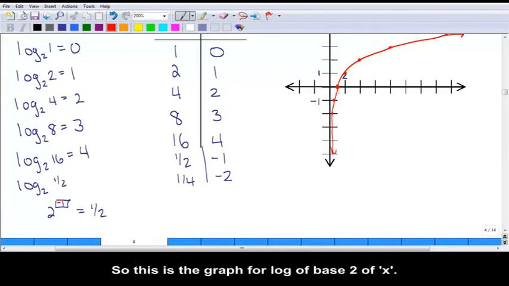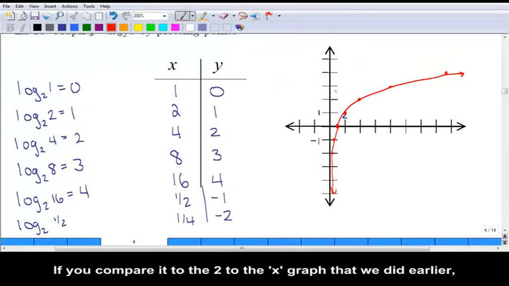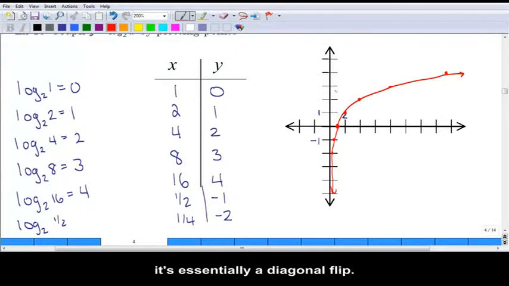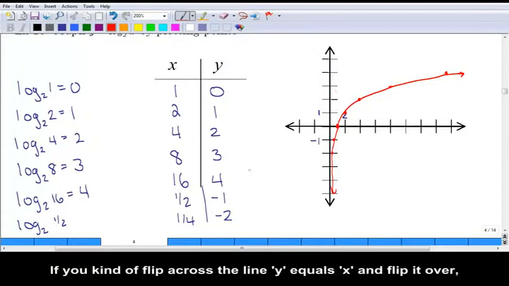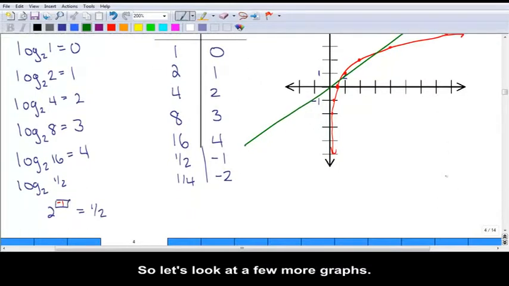So this is the graph for log base 2 of x. If you compare it to the 2 to the x graph that we did earlier, it's essentially a diagonal flip. If you flip across the line y equals x, you would get the graph for y equals 2 to the x. So let's look at a few more graphs.